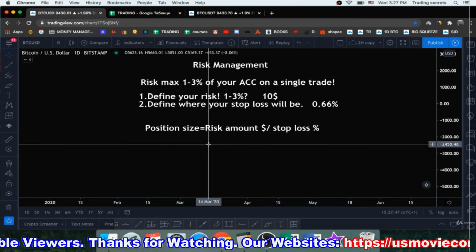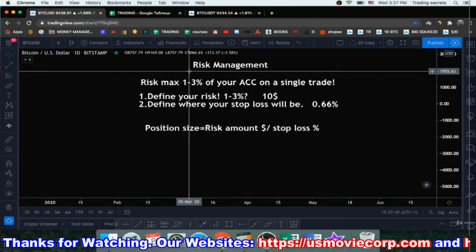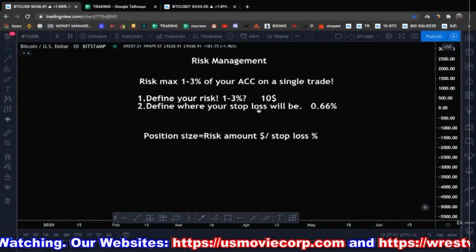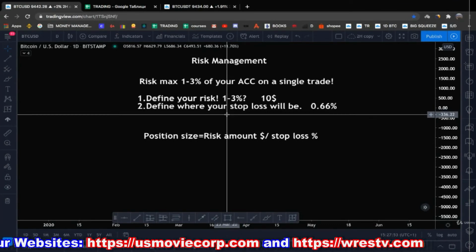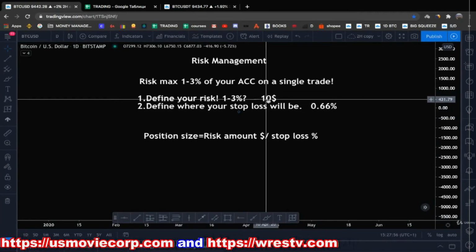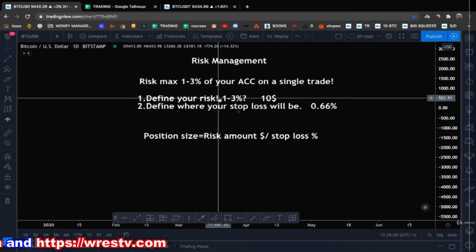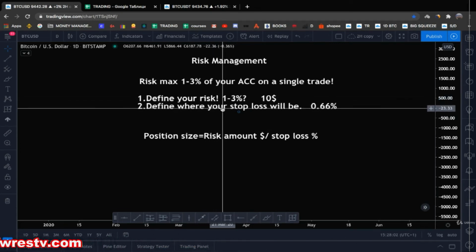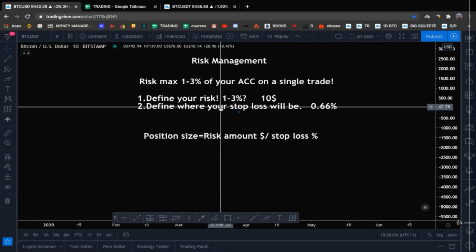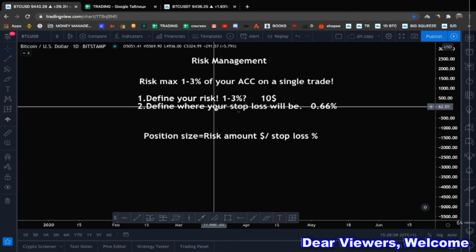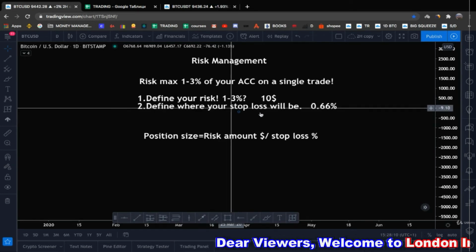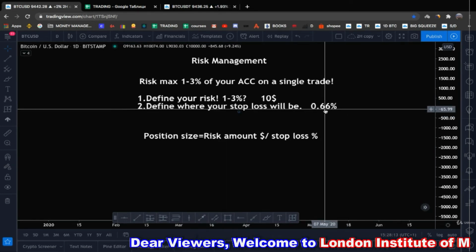So this is in reality how you calculate position size. This is in reality the risk management. It's not complicated. First, you have to know what your risk is, which is going to be 1% of your account. I showed you how to calculate this. Then you are going to define where your stop loss will be before you enter the trade. When you are already looking for entry, before you enter, you will already know where your stop loss is going to be.